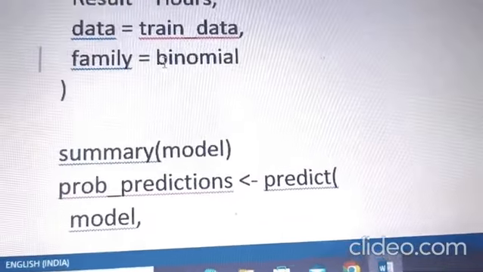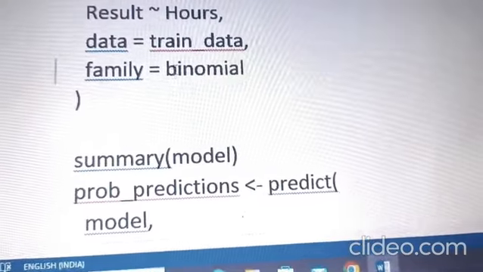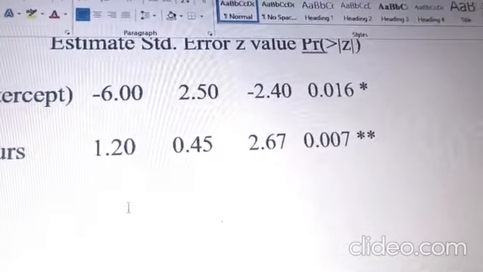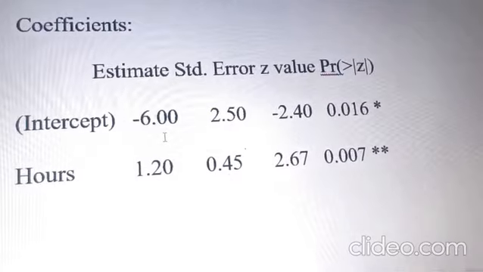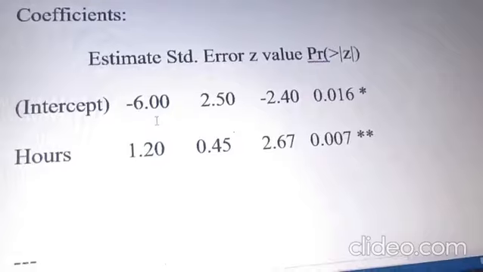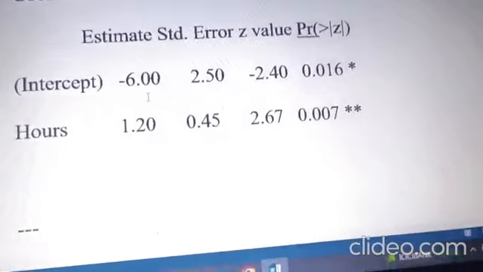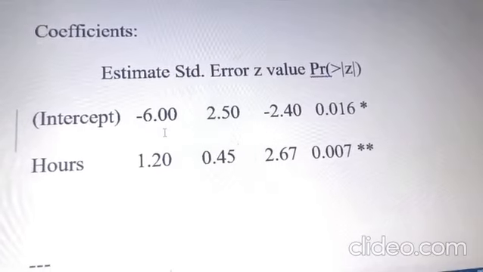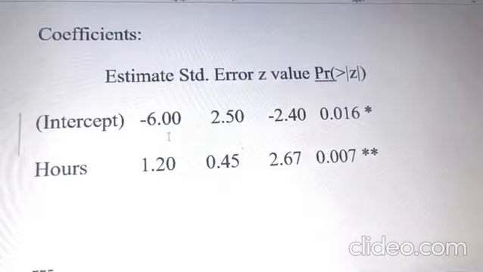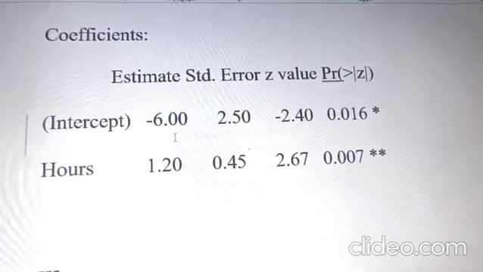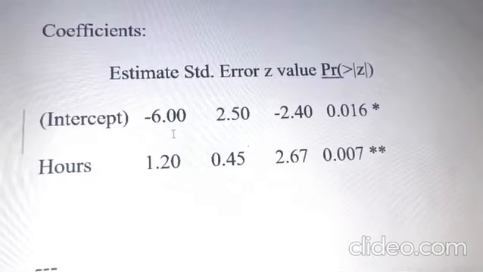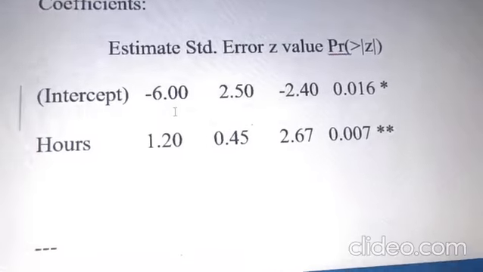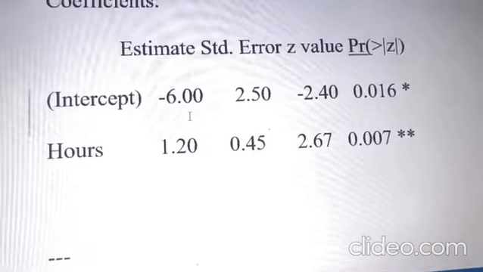Next, summary of model. The summary displays some values. These are the values displayed: intercept and hours. These parameters are not used by the program directly. These are actually used for evaluating the logistic regression equation. This is automatically generated. If you know the formula, you come to know what the intercept is.